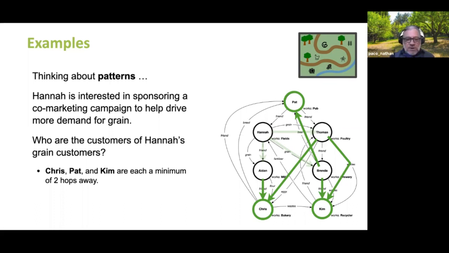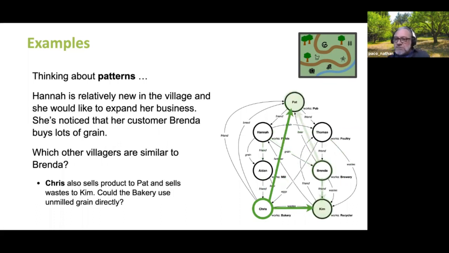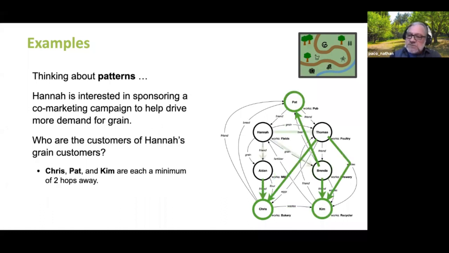Chris is, again, one of the people who's 2 hops away. Kim is also 2 hops away. Pat is also 2 hops away. Anything that would ostensibly increase their business would also likely produce more demand for Hannah's business. So these are 2 forms here of taking a look at these geometric relations across the graph. In one case, we're looking at similarity. In another case, we're looking at a breadth first search, a couple different algorithms there.